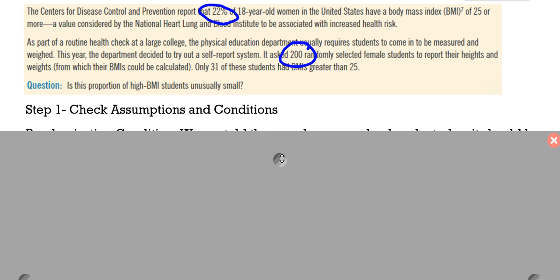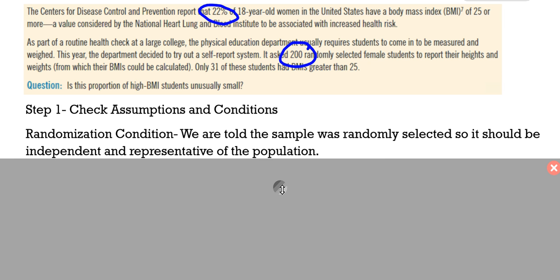Our first one is randomization. We're told that the sample is randomly selected. Since it's randomly selected, it should be independent and representative of the population. We're going to go on their word that they did it right to collect a random sample from the population. So the randomization condition is met.